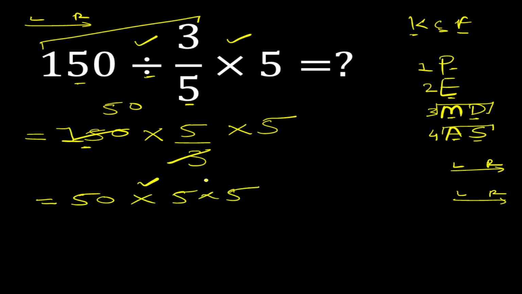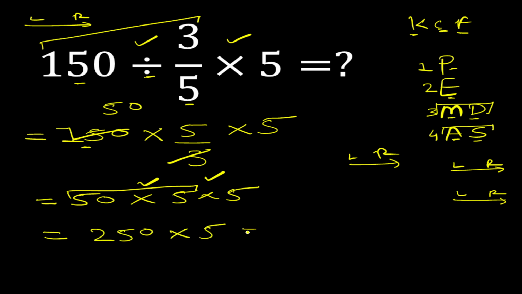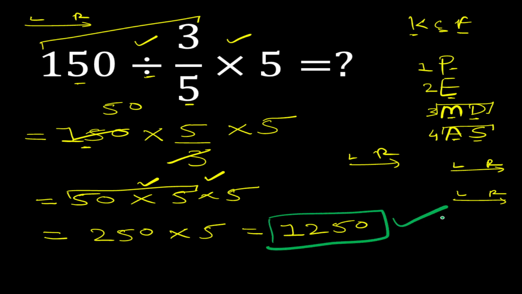Now here we have one multiplication and here we have one multiplication. And both have equal priority, so we have to solve it from left to right. So first we have to solve this multiplication. So 50 multiply 5 is equal to 250, multiply 5. Now 250 multiply 5 is equal to 1250, right? So the correct answer is 1250.